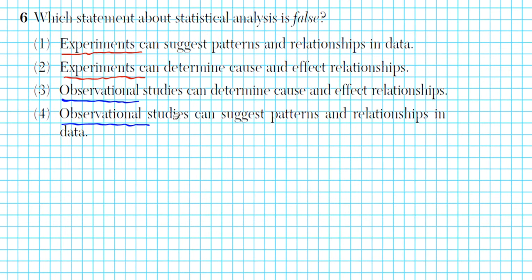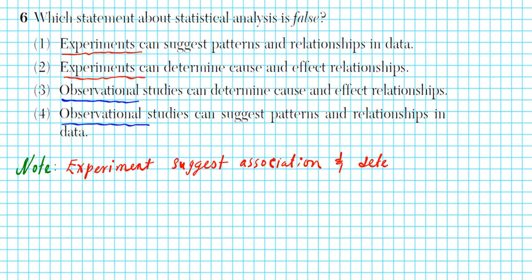It's basically hands off. So let's go ahead and write down something to note to help us answer the question, which is the distinction between experiments and observation studies. Let's start with experiments. Experiments suggest association and determine causation. Determine causation.